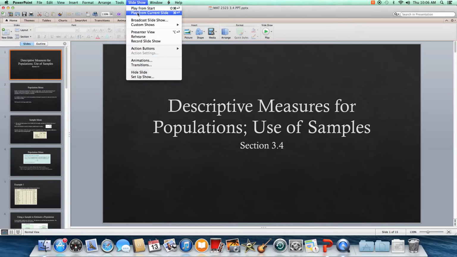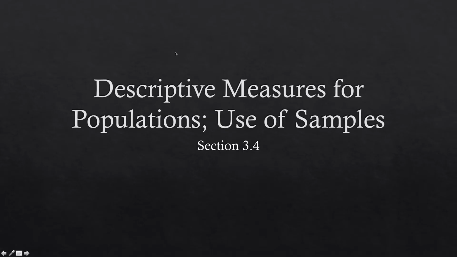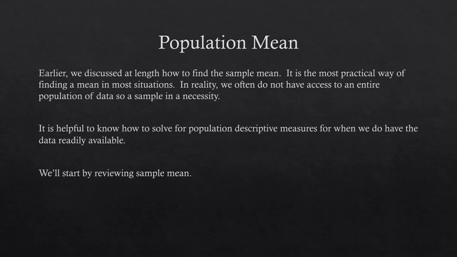Today we're going to study the descriptive measures for populations and uses of samples. First and foremost, we discussed earlier all about the sample mean. Now, why do we use a sample mean? Because a lot of times it's not physically possible or financially possible to find a mean of an entire population. A lot of times we don't have the data of the entire population. But it is good to know how to find population measures when the data is available.